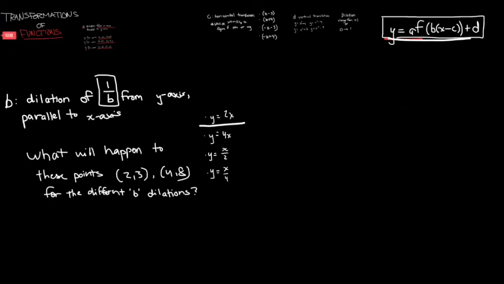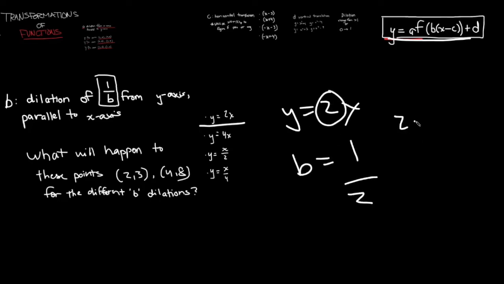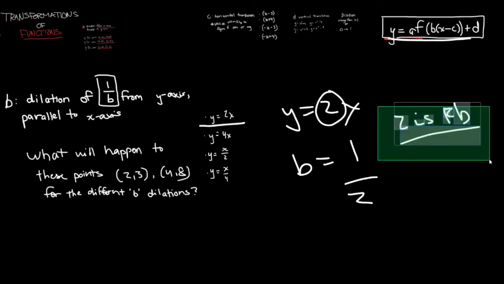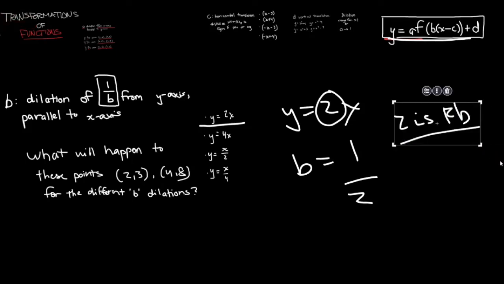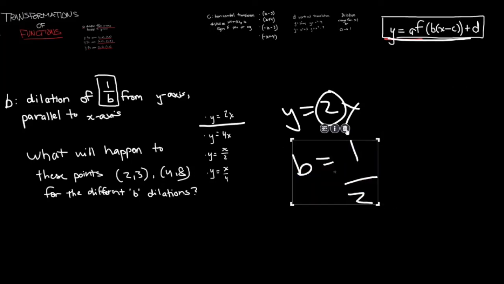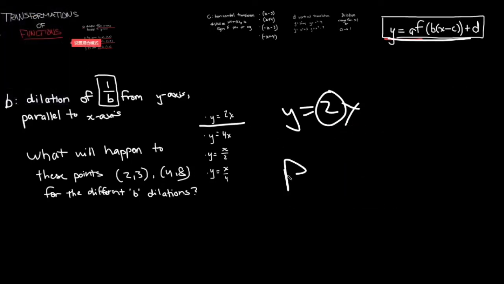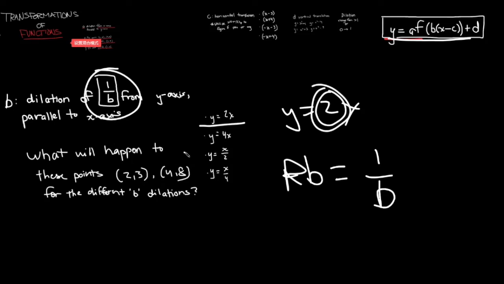So that is actually what b is. B for y is equal to 2x, b is actually 1 over 2. B is not 2. 2 is just the result of b. But the actual value of b is found by inputting the RB, the result of b. So the result of b is 2, which is equal to 1 over b, which is the equation they give us, or the formula.